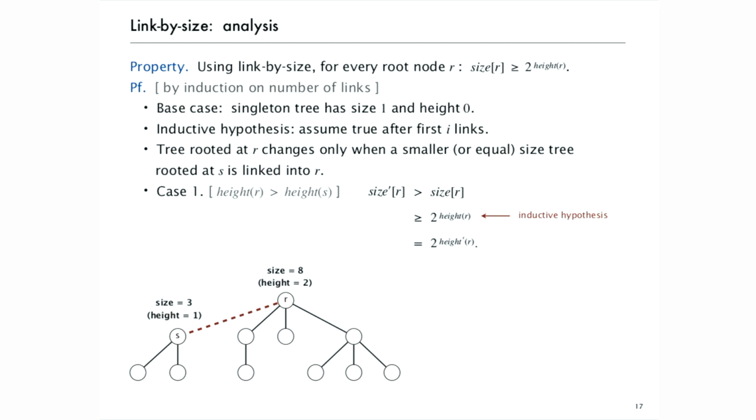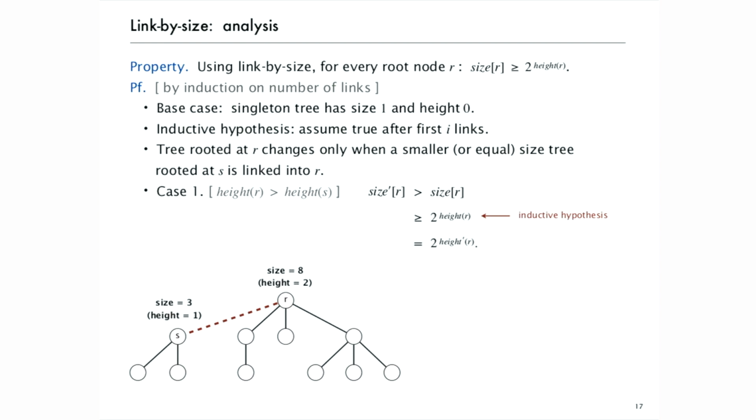Because the height is not going to change. If the height of R is greater than the height of S, and I map them, the height is not going to change. Because maybe it is R minus 1, so when I add this, it can become equal to R. But if the tree whose size is larger has a height strictly larger than the other one, then its height is not going to change by adding this. And this is what we are using here, so this is why you can write this as an equality.